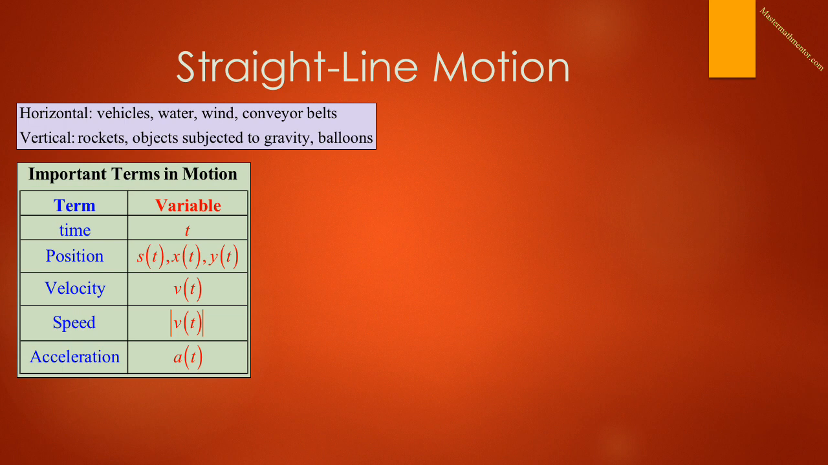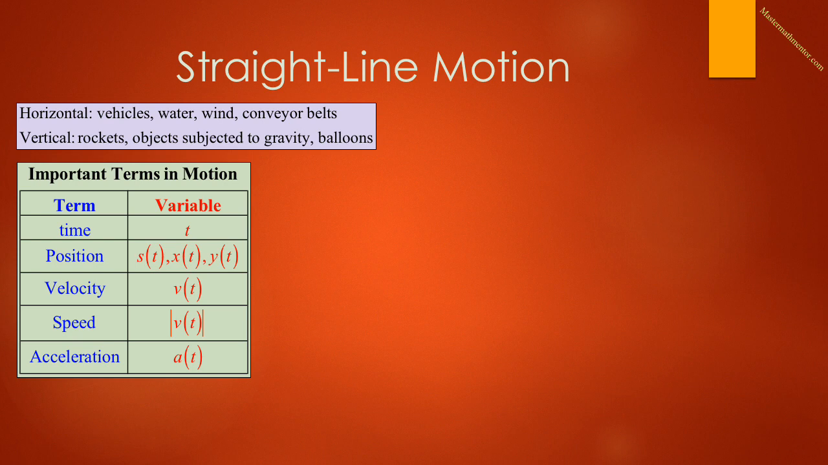When we talk about motion along a straight line, it could be a car, a bike, a person. We don't want to get into what is actually moving, so we use the generic term a particle that represents whatever is moving along a straight line.